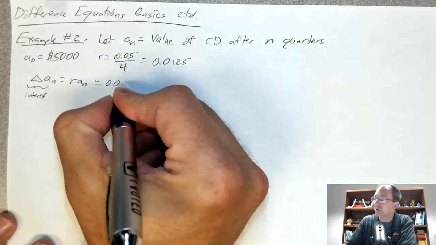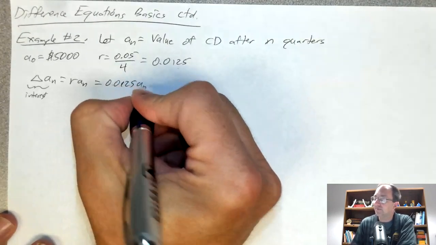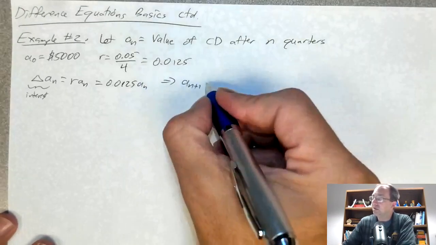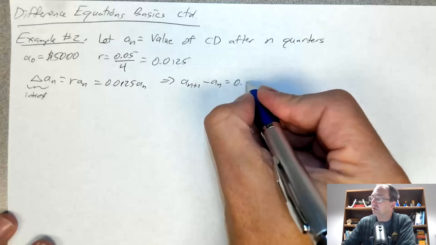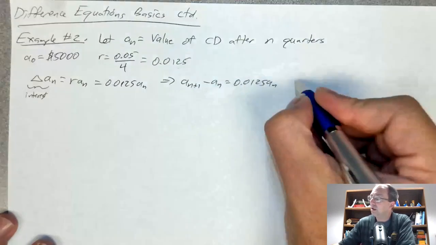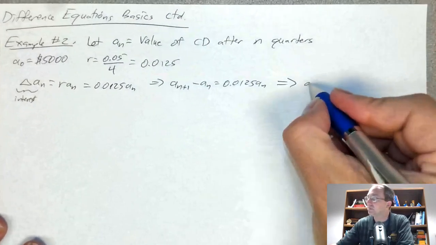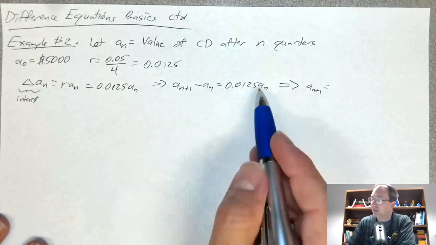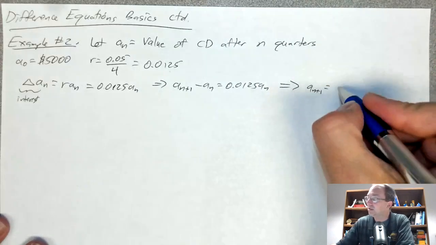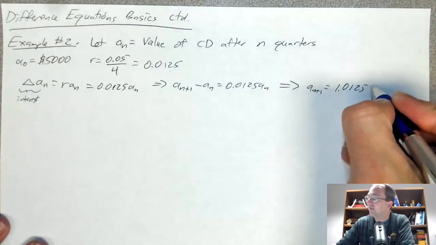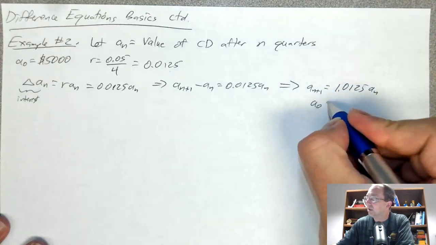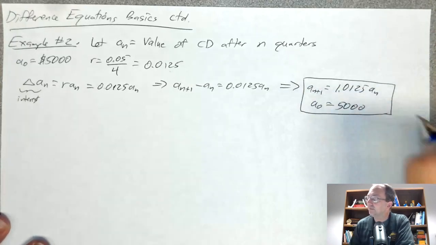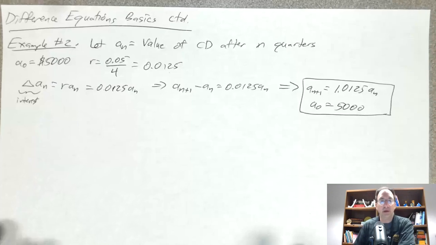So in other words, this is 0.0125 A sub n. Or to write it another way, A sub n plus 1 minus A sub n is equal to 0.0125 A sub n. And if I solve for A sub n plus 1, notice that's bringing in A sub n, so there's one of those plus another 0.0125. So that's going to be 1.0125 A sub n. And don't forget my A naught is 5,000. And so this is our discrete dynamical model of the situation.